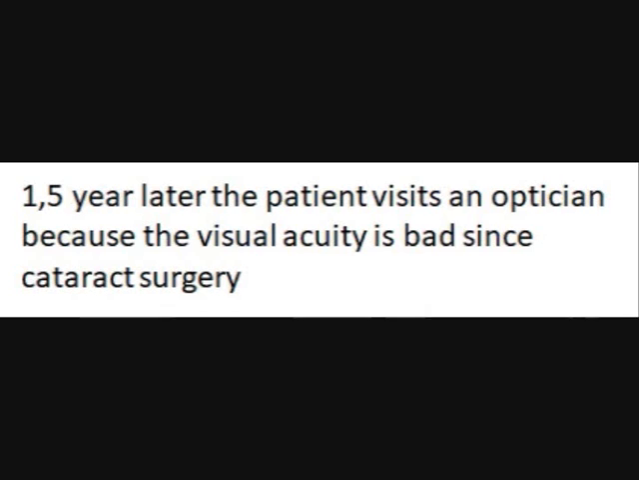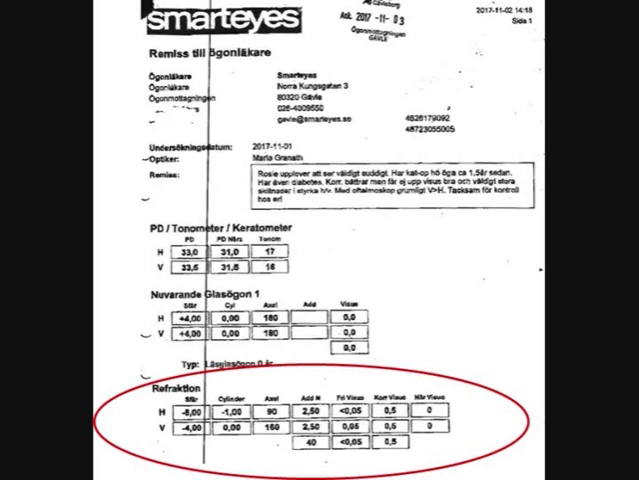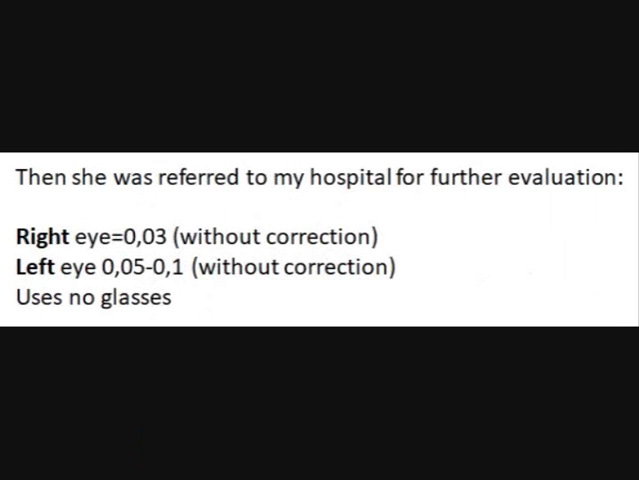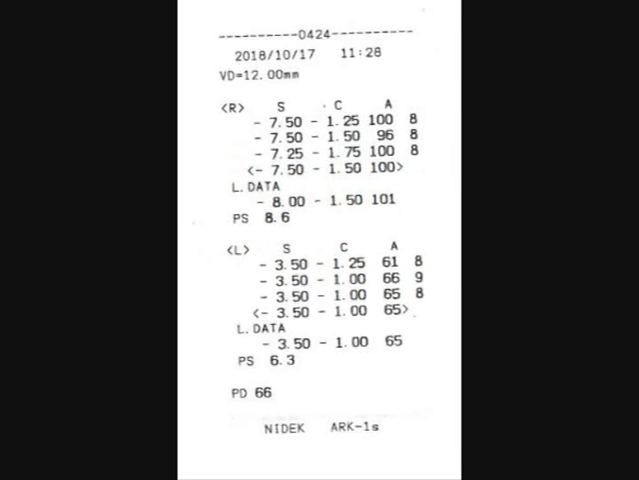1.5 years later, the patient visits an optician because the visual acuity is bad since cataract surgery. She wears no glasses, the lady. So look, these are the measurements of the refraction. She's very myopic. Why is she so myopic? She was referred to my hospital for further evaluation. Visual acuity on the right eye was 0.03 and on the left eye 0.1 without refraction. She has no glasses. Now the refraction is minus 7.5 on the right eye and minus 3.5 on the left eye.